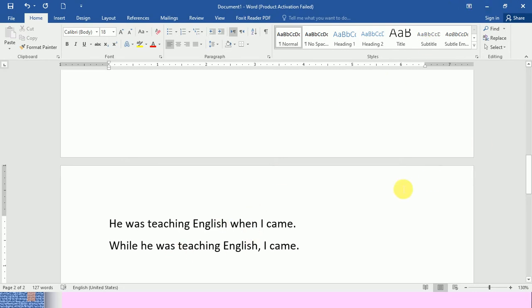Okay, so another sentence, for example, they were watching TV, or you can also say they were playing a game when we arrived. When we arrived, they were playing a game.